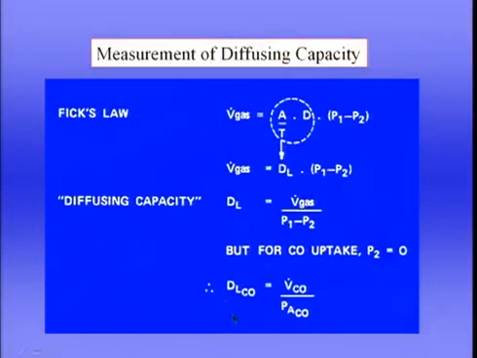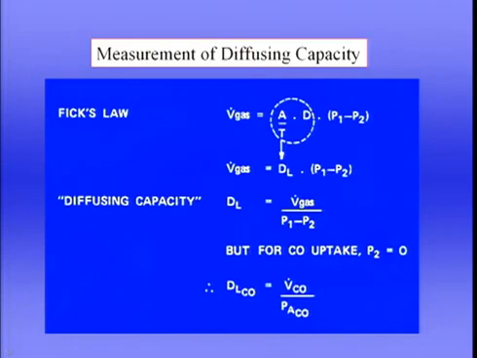So we put P2 equal to 0, and that gives us the equation for the diffusing capacity for carbon monoxide, DLCO. That's the amount of CO taken up per unit time divided by the alveolar partial pressure for carbon monoxide. And that's an equation that we use extensively. You can see the units are mils of CO taken up per minute per millimeter of mercury partial pressure of carbon monoxide.